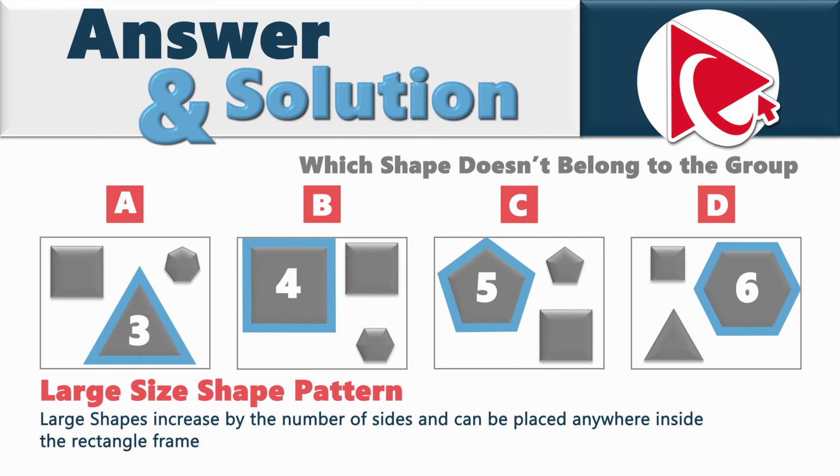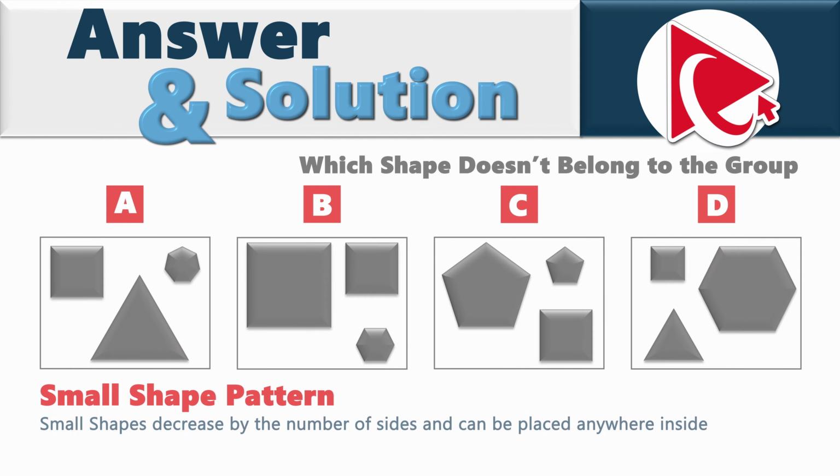And as you might have noticed, there is an opposite pattern for the small size shape. Small shapes decrease by the number of sides and can be placed anywhere inside the rectangle frame. We start with the heptagon, which has 7 sides, in choice A, then go to the hexagon, then the pentagon in choice C, and then end with the square in choice D.